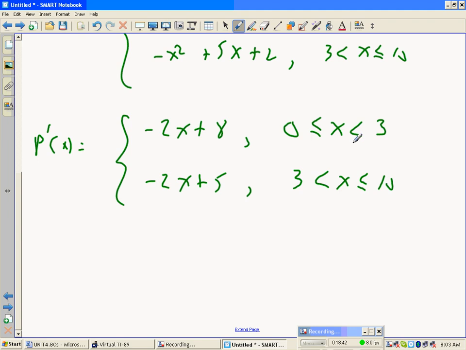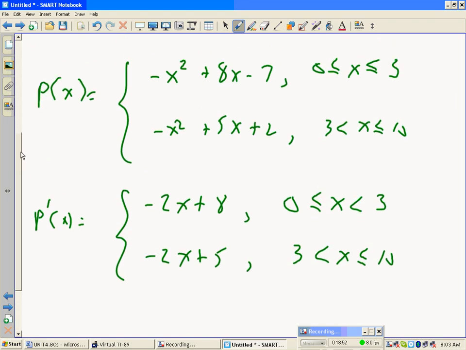We used to have an equals here in P. Why is it gone? Because the derivative may not exist at 3. Look at this thing. This thing is continuous at 3. What if you plug in 3 here?